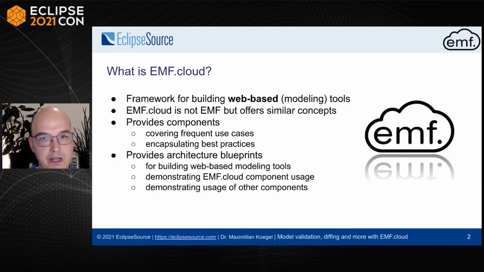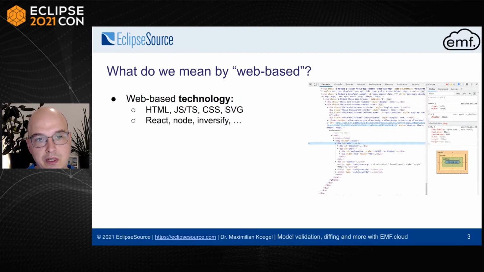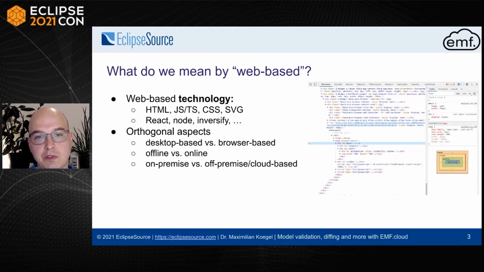I said web-based with an emphasis. So what do I mean by web-based? I mean web-based technology. So that is HTML, JavaScript, TypeScript, CSS, SVG, and web-based frameworks like React, Node, and Inversify, you name it. Orthogonal aspects to web-based technologies are desktop-based versus browser-based. So you can use web-based technology to build a desktop-based application or a browser-based application. You can have an online or an offline application still built with web-based technology, and same goes for deployment: on-premise, off-premise, cloud-based. Those are not aspects that you choose by choosing web-based technology. That's an independent choice.